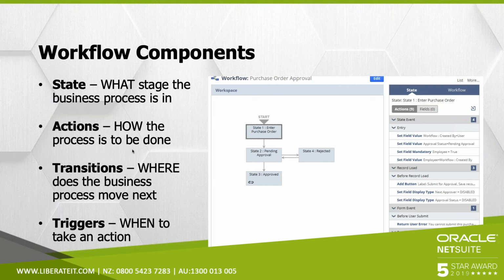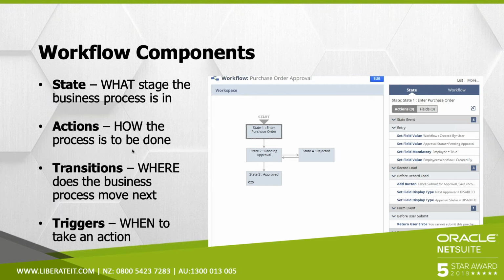Then the actions are how a process is done, and you can see on the right side I've got all my actions. An action could be setting a field value, adding a button, returning a user error. All these things are actions that you can configure in your workflow, and you'll see that as well. Then the transitions: these are where the business process moves to. So all the little arrows that you can see in the screenshot are the transitions. It goes from one state to the other through a transition, and you'll see how we can configure what that transition actually does.